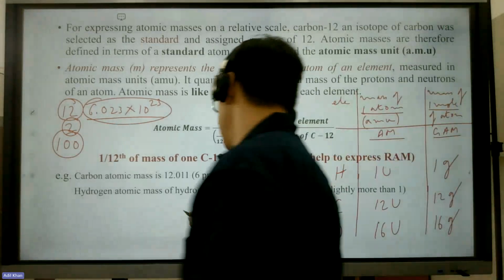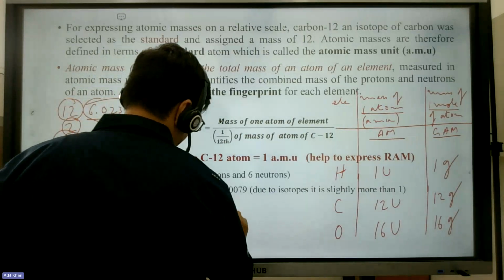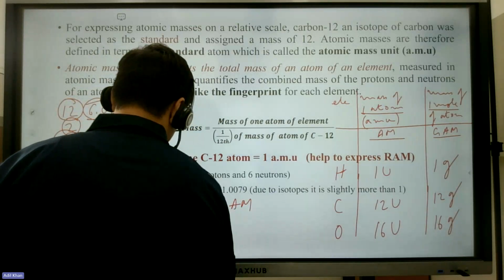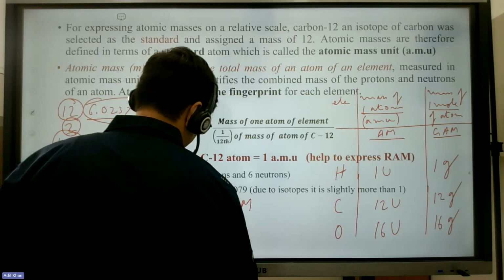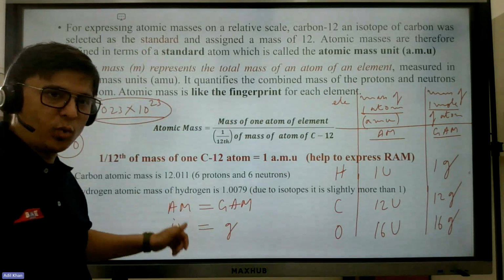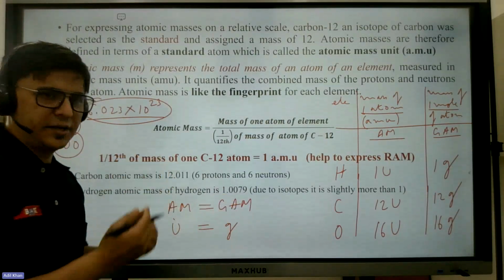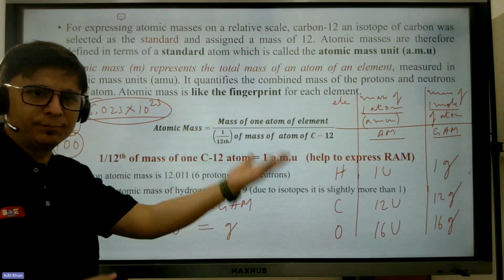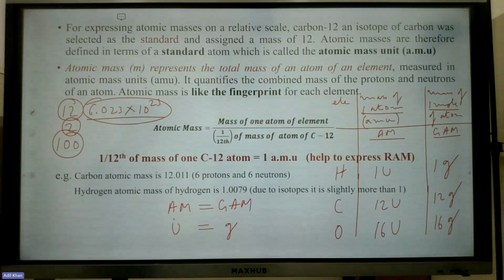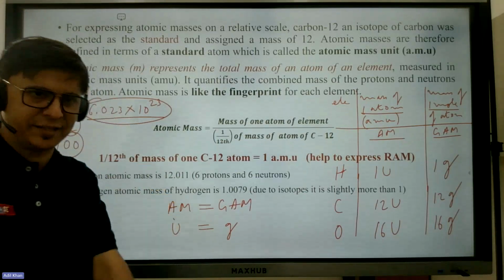What you have done, when you compare atomic mass with gram atomic mass, is that the U is replaced by G, that is gram. But atomic mass is for 1 atom. This is for 1 mole of that atom, just for your knowledge. Just replace U with G, it becomes gram atomic mass. I hope this part is also clear to you. I'm trying to keep it as simple as possible.